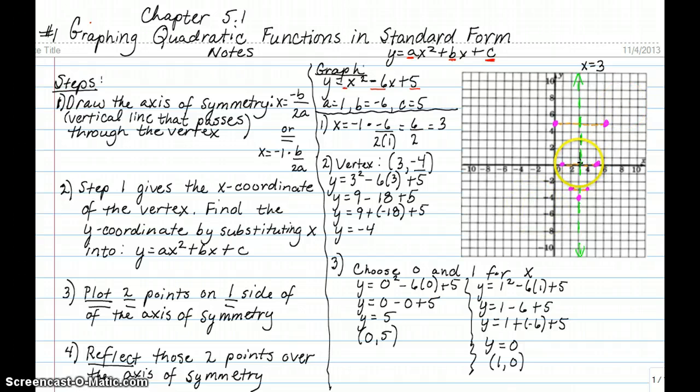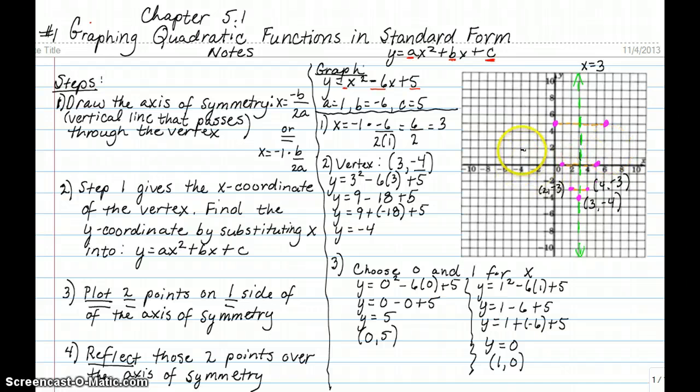And then I'm going to write all my ordered pairs. So I have (3, -4), which is right here. Let's choose, I think I'll go back to black. (3, -4), that's your vertex. And then this is (2, -3). And this is (4, -3).